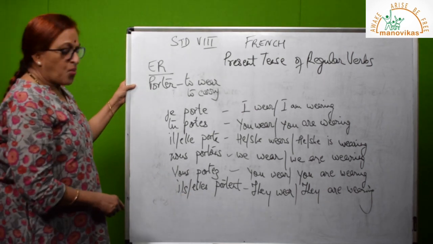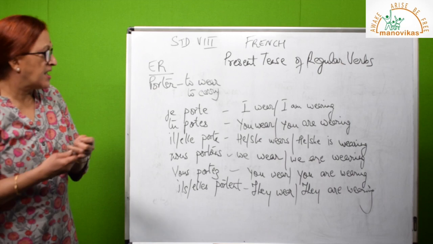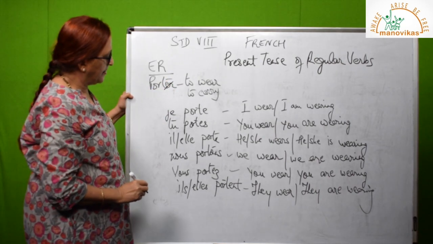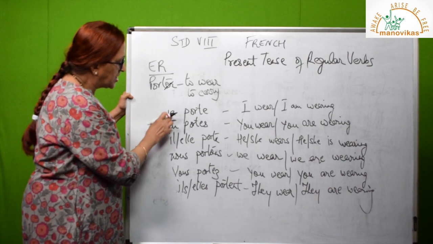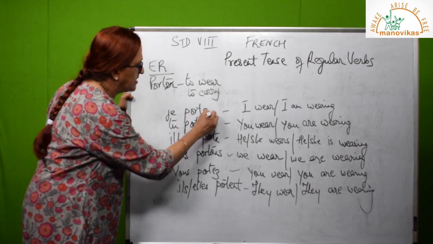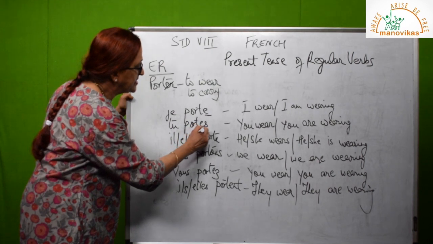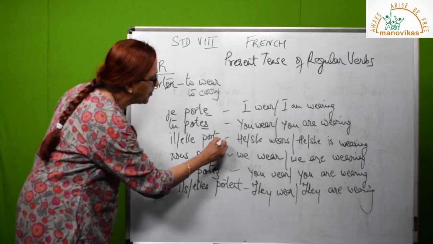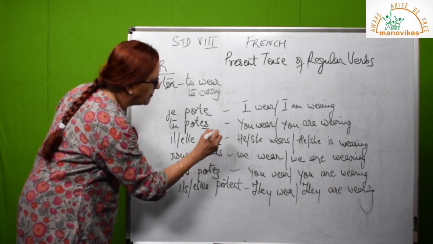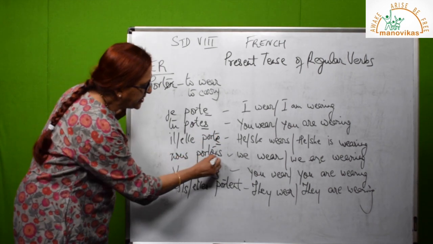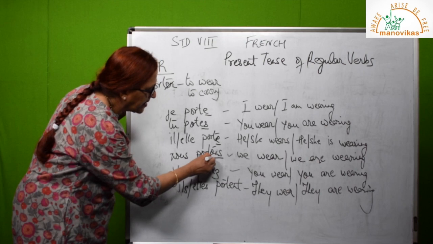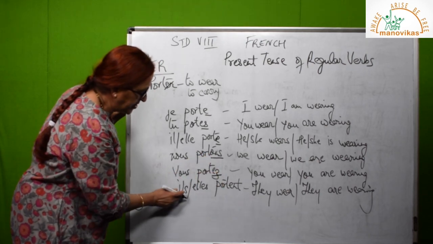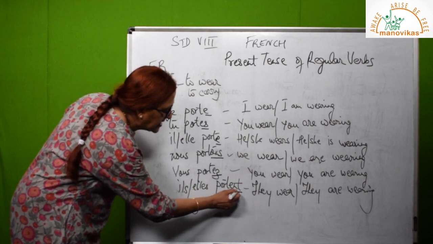Now, what we will do is, we will cut off the ER. And for je, we will add just an E. For tu, we will add ES. For il and elle, we will again add only one E. For nous, we will add ONS. For vous, we will add EZ. And for ils and elles, we will add ENT.